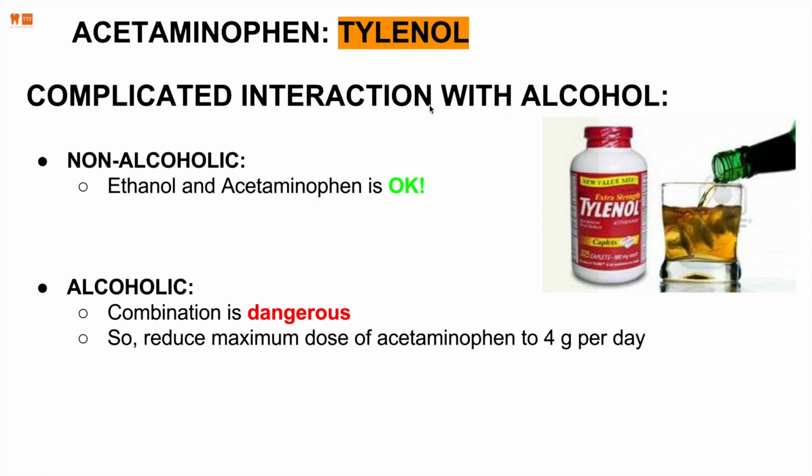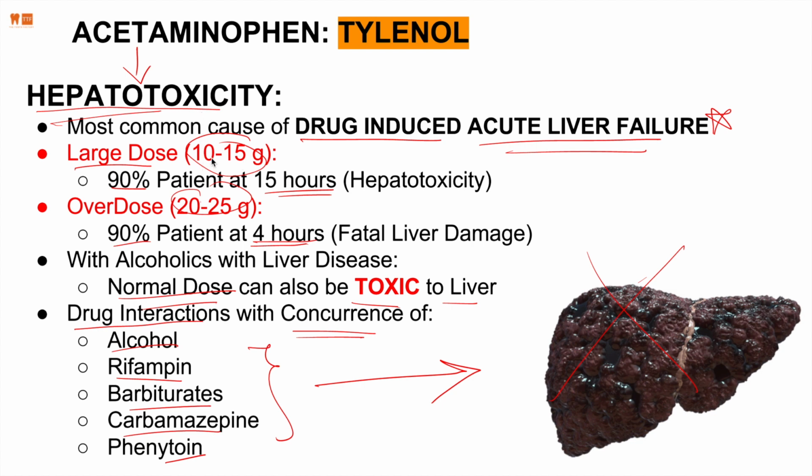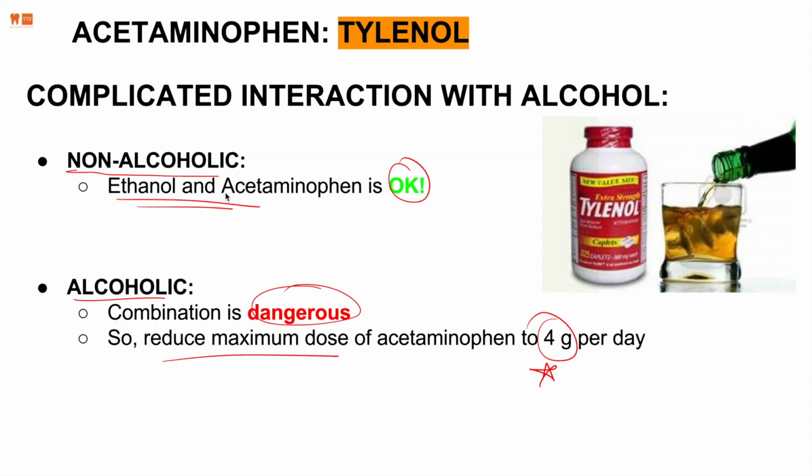Complicated interaction with alcohol. This slide is very important. We need to focus when the question asks, is the person non-alcoholic and is consuming alcohol? Or is the person alcoholic and is excessively consuming alcohol? Because acetaminophen, when mixed with ethanol in a non-alcoholic, it's okay. It's all right to take them together or have them in concurrence. But whenever the person is an alcoholic and is consuming alcohol, this can be dangerous. So reduce the maximum dose of acetaminophen to 4 grams per day. Now, I want to draw your attention to 4 grams per day because the large doses are 10 to 15 grams. That's double. And overdoses are almost 5 to 6 times.